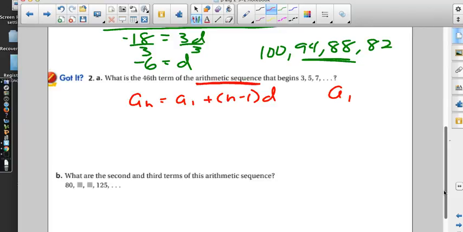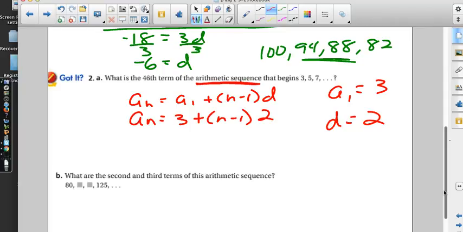D. Yeah, you looked at the last one, and this is 2 problems up. Yep. This is always what we want to start with. So, Adam, what should we put in for a sub 1 and d? A sub 1 is 3 and d is 2. Hard to find? No. Just look up there and go 3, 5, 7. Oh, they're adding 2 each time. So now let's plug those in here and figure out what to do.